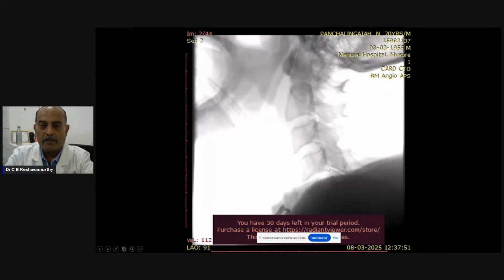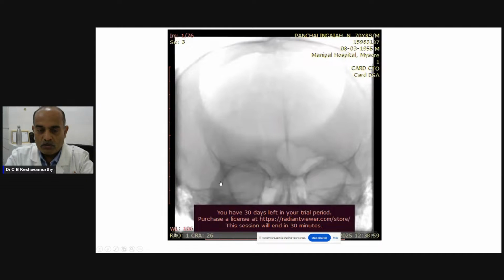If you can see there at the origin of the internal carotid artery, you can see a very critical narrowing. So in that situation, an attempt was made to see the distal circulation, and distal circulation showed a thrombus which had migrated distally to the middle cerebral artery with no flow. There was no filling of the vessels here.